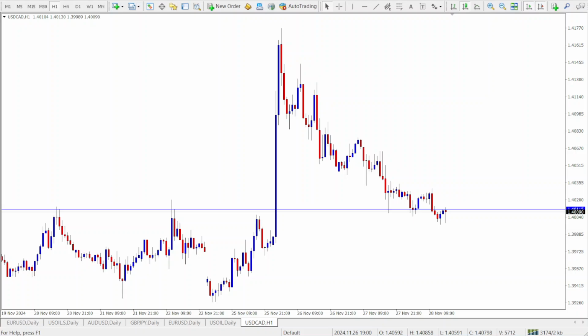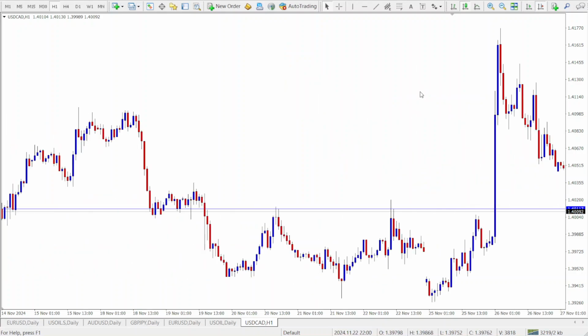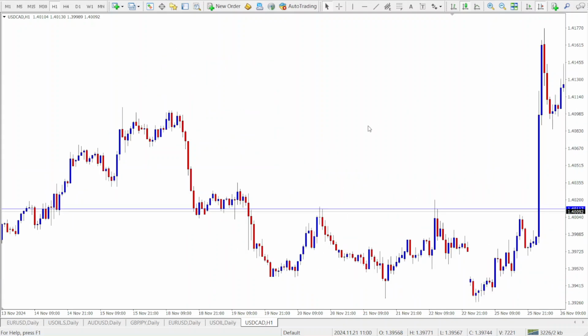Before jumping into trading, you need to be aware of key events that can impact USDCAD. Economic reports like the US non-farm payrolls and Canadian GDP data can create volatility, along with news related to oil prices. So the first step in building a solid USDCAD trading strategy is to understand these fundamentals that drive the pair.